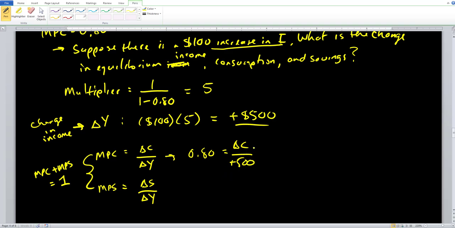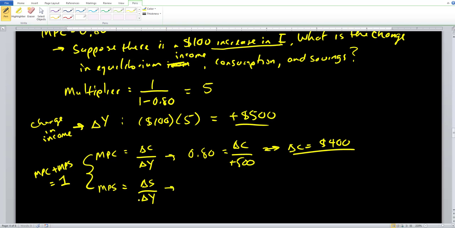So all we need to do in order to solve for our unknown, our change in C, is just multiply these two numbers together. And this is going to be the same methodology that we went through in a few of the previous videos. So remember, this equation was given to you, but we can algebraically manipulate it in order to solve for our missing unknown. So when we take 0.8 multiplied by 500, our change in C is equal to $400. So when our income changes by $500, our change in consumption is going to be $400.